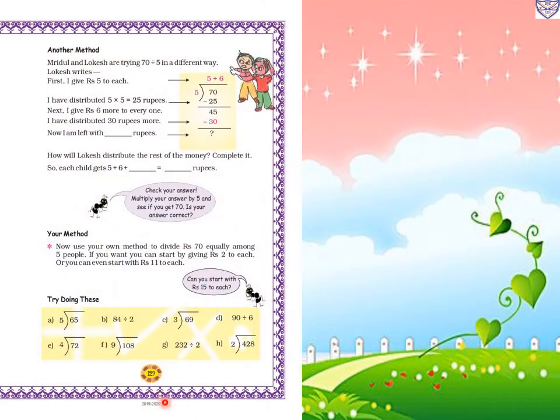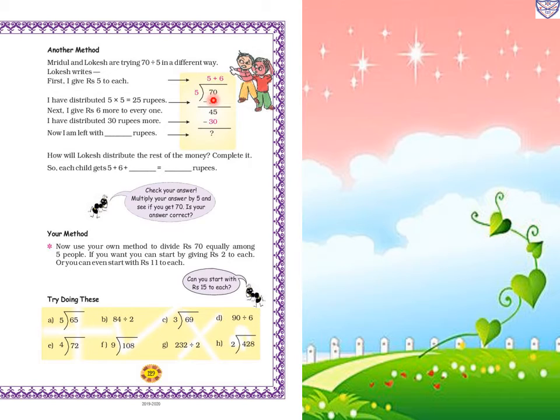So now next page, page number 129. Another method. Mridul and Lokesh are trying 70 divided by 5 in a different way. Lokesh writes, first I give rupees 5 to each. Now he is trying in a different way. He wants to give 5 rupees to each first. There are 5 children in total, so he will give 5 to each one. So 5 fives are 25.